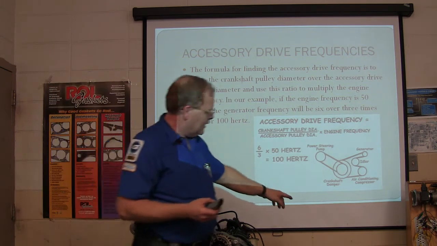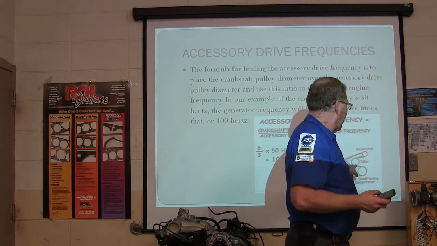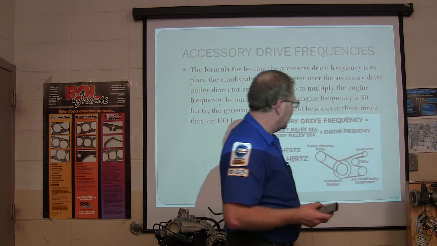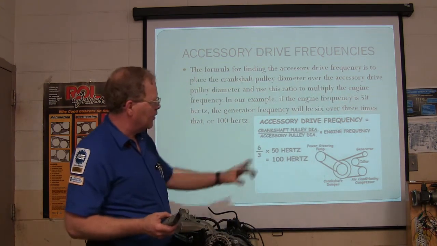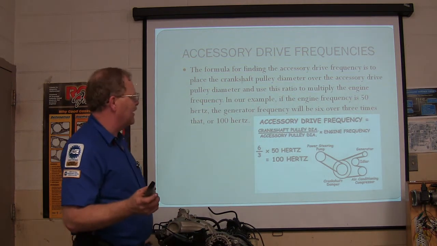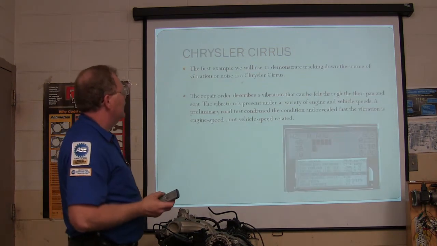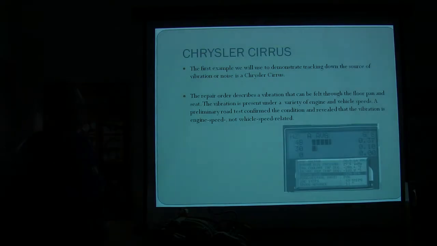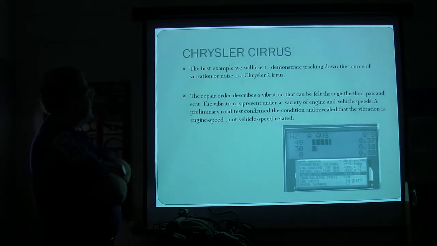See how the different, your generator is going to have a little pulley. Idler is going to have one that's a little bigger than that, and so on and so forth. Your air conditioning compressor and your power steering pump are going to be almost as big as your crankshaft damper pulley. All right, so the first example is tracking down the noise on a Chrysler Cirrus.